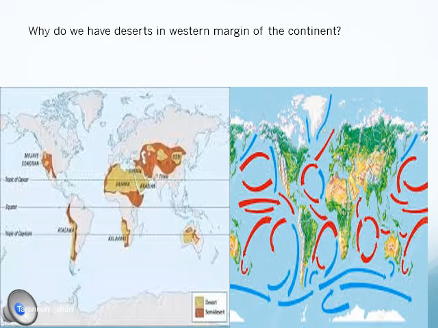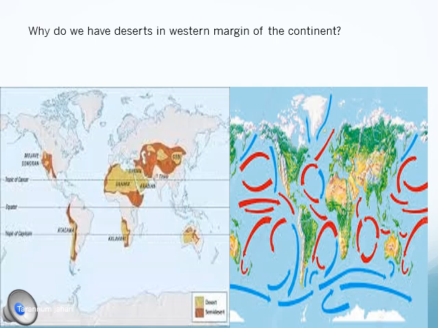Now with this image you will be clear why we have the deserts in the western margin of the continent. As I've explained, all the winds which are of blue color, which are the cold winds that are moving upward, will not have any evaporation with them. Without evaporation, no clouds will be formed. Without clouds, no rain. So because of this, this area has deserts.